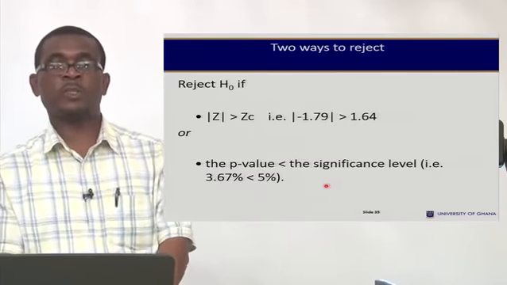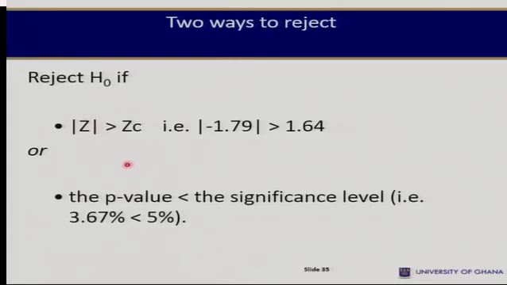So there are two ways in which we can reject. We either reject when the absolute value of the test statistic is greater than the critical value, or when the p-value is less than the significance level.